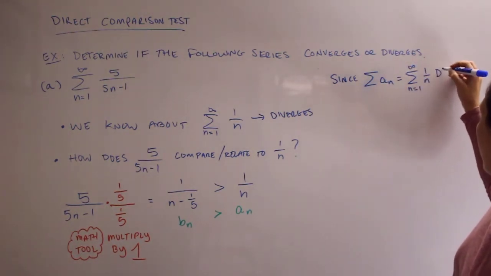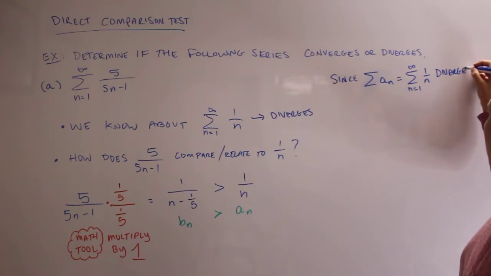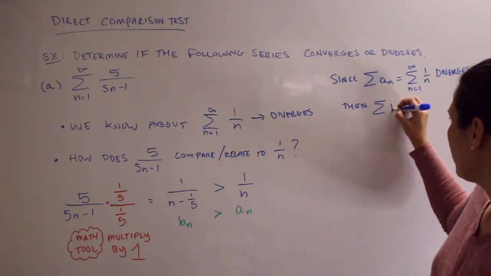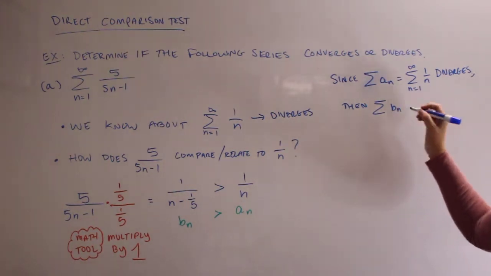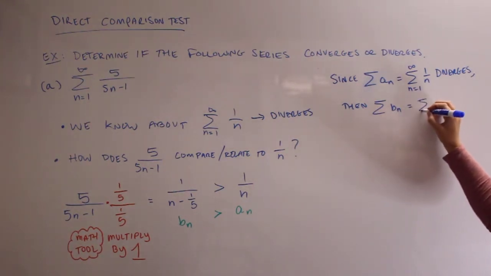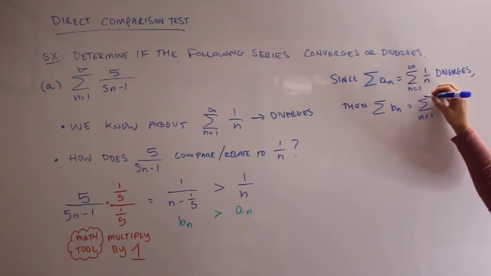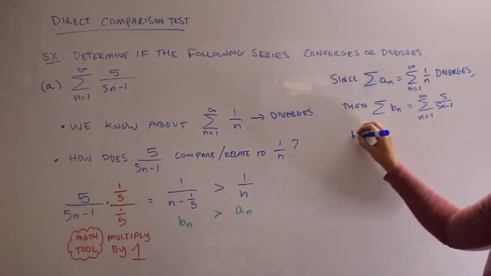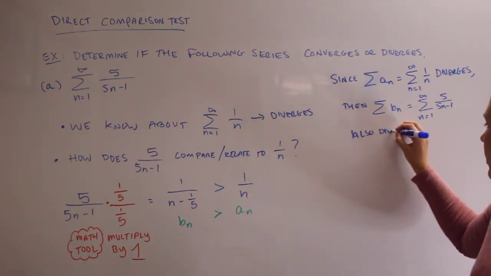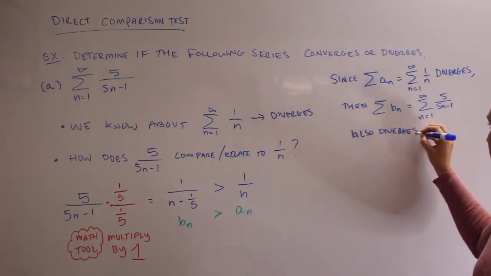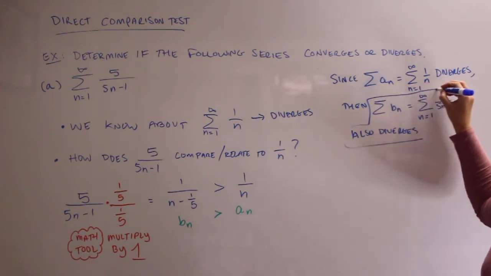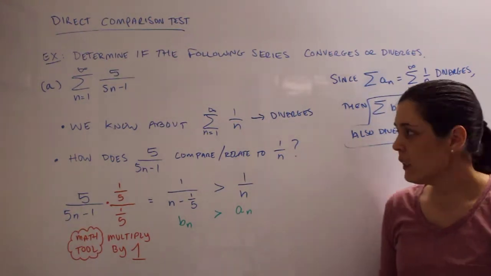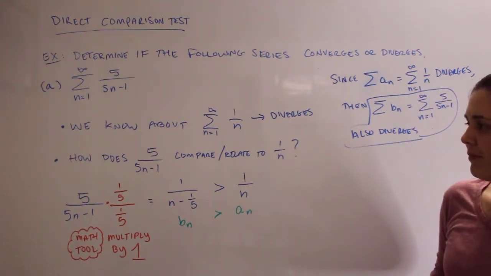Since the smaller one diverges, then the larger one has to diverge as well. So we called it B sub n, and the series with B sub n, which in our case was 5 over 5n minus 1, also diverges. And that is what we were trying to answer. We used the direct comparison test to make this conclusion.